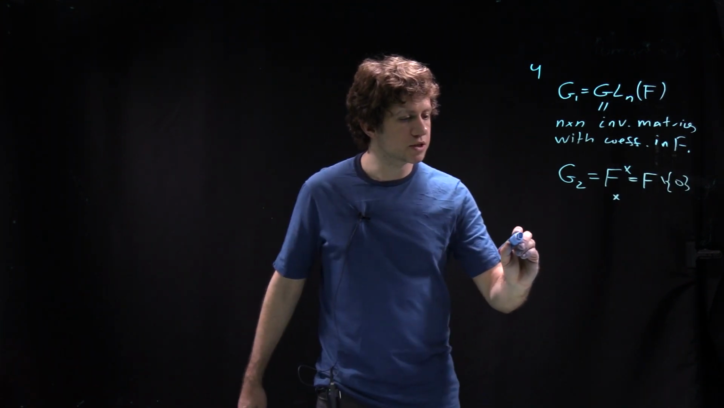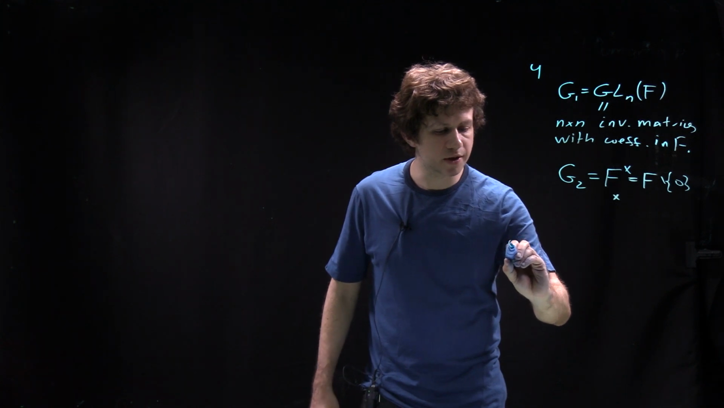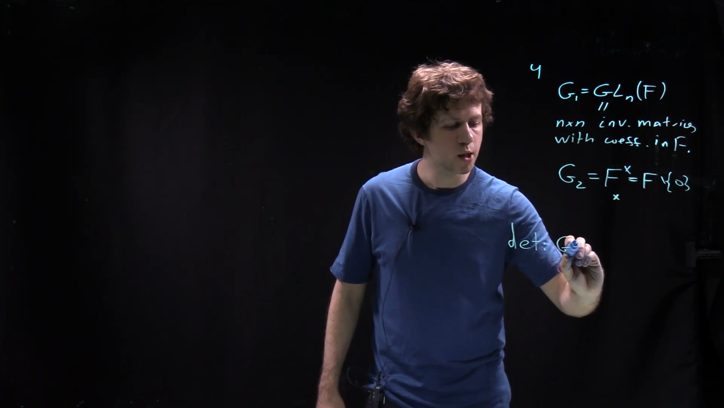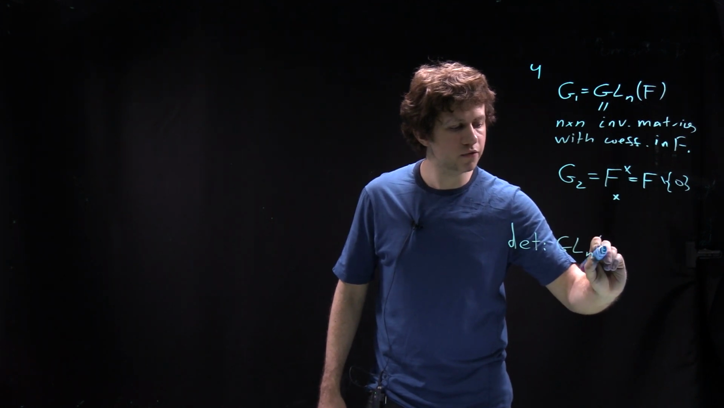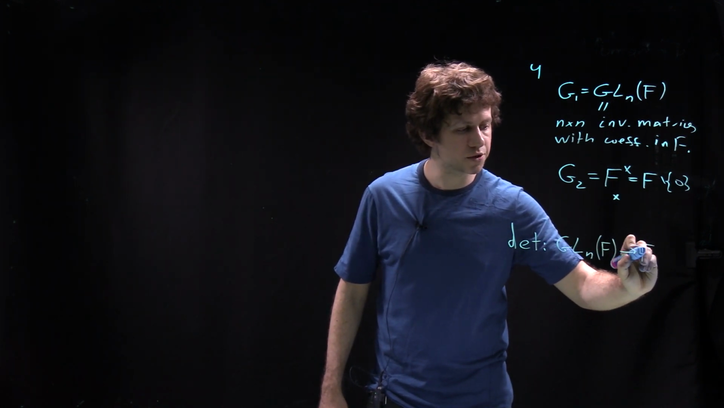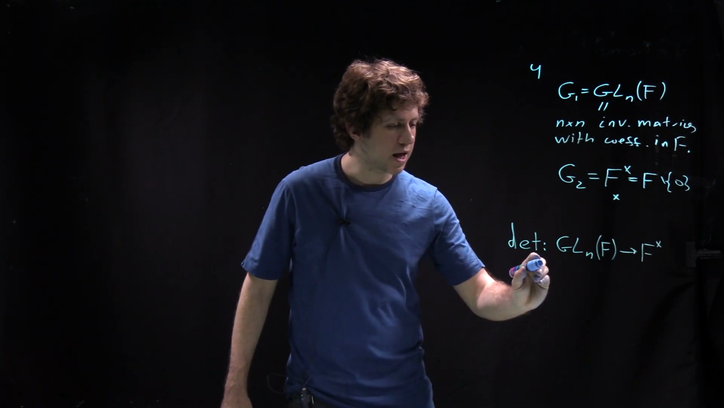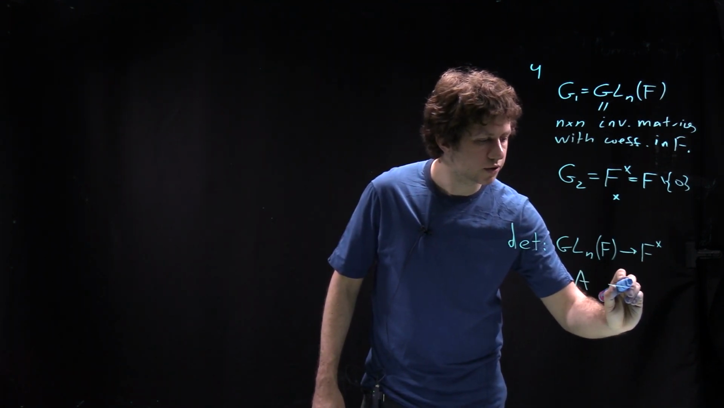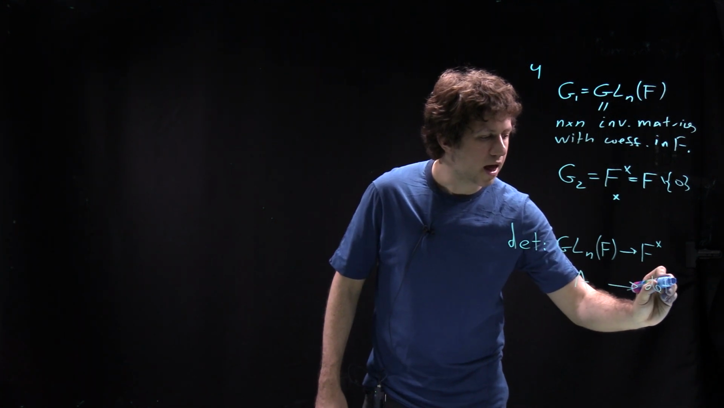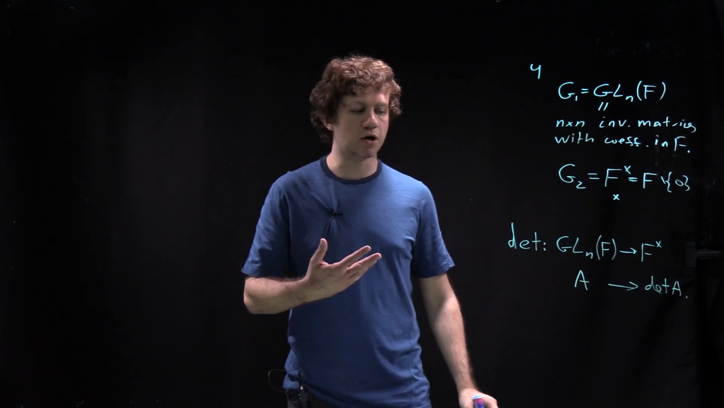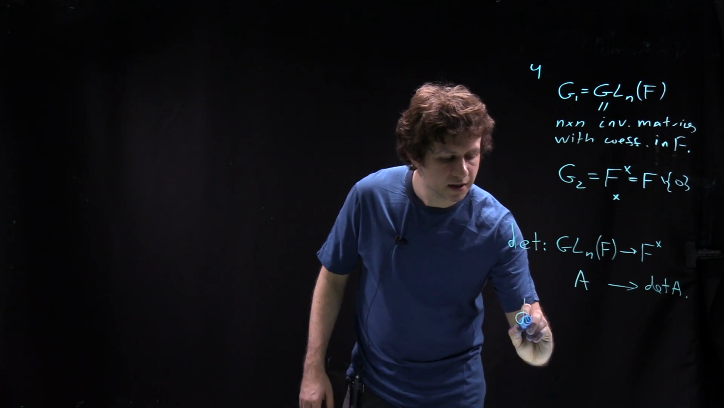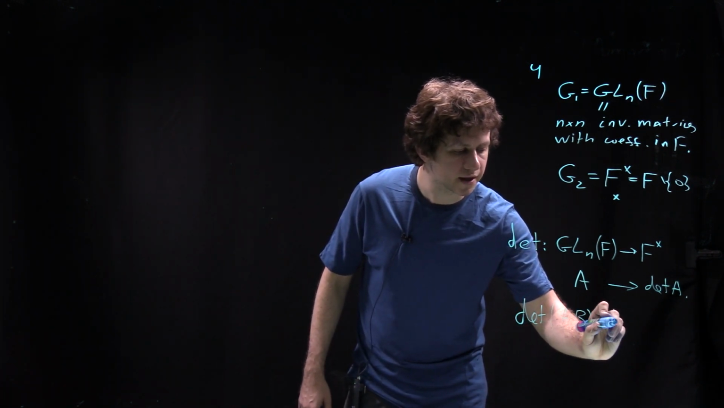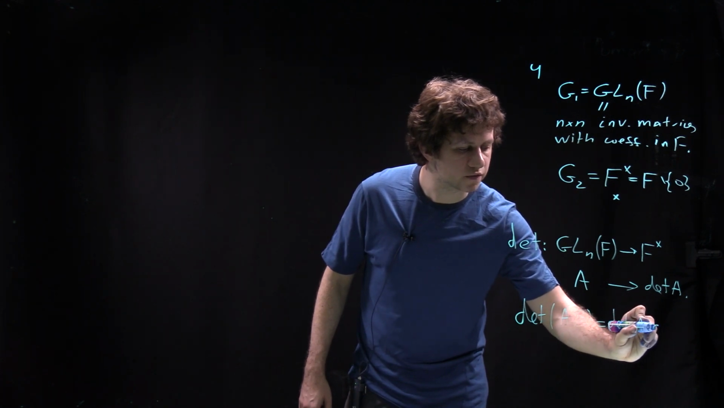And then there is this homomorphism, which is called determinant. Determinant is a map which to every invertible matrix associates a number, and the map takes a matrix A to its determinant. And of course, the property that it's a homomorphism is just the statement that determinant of A times B is determinant of A times determinant of B.